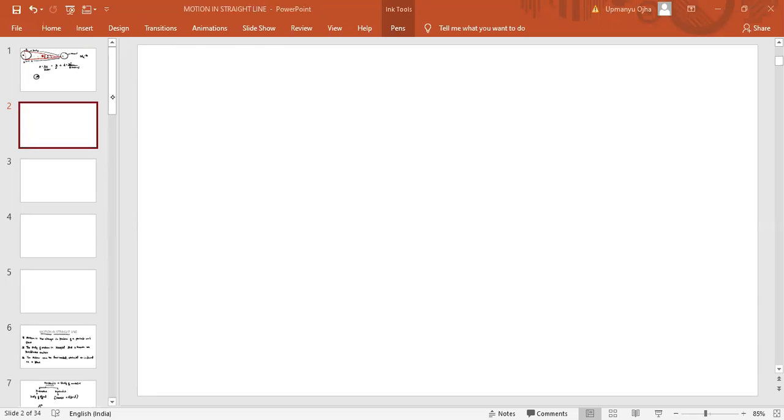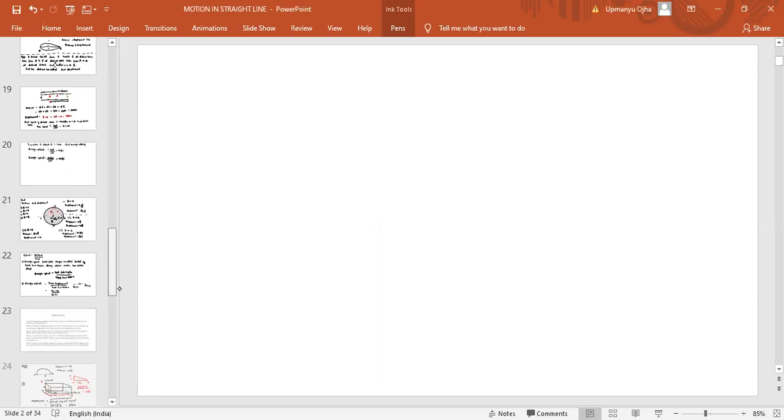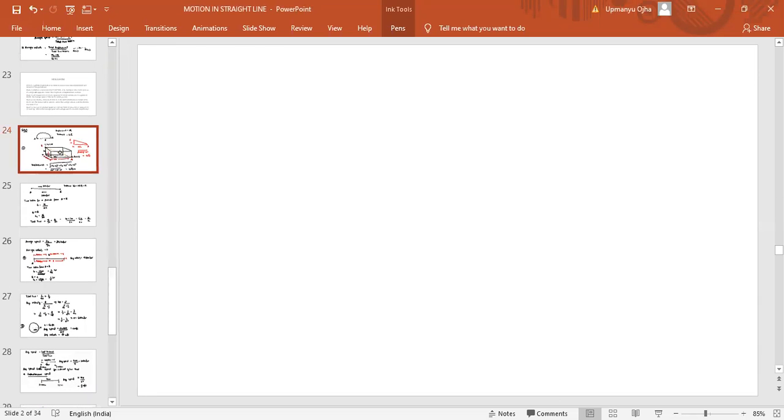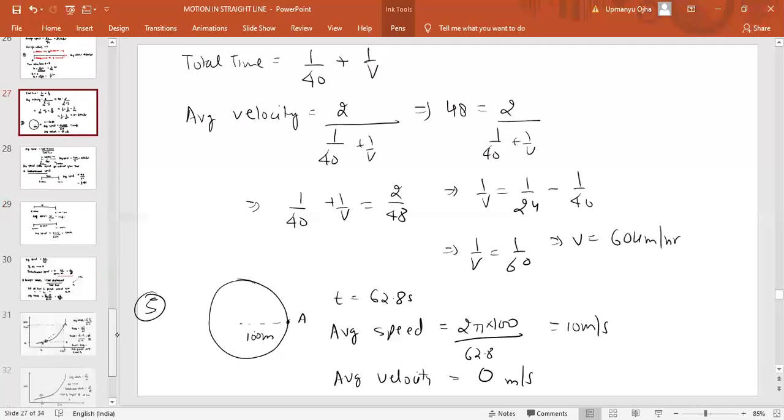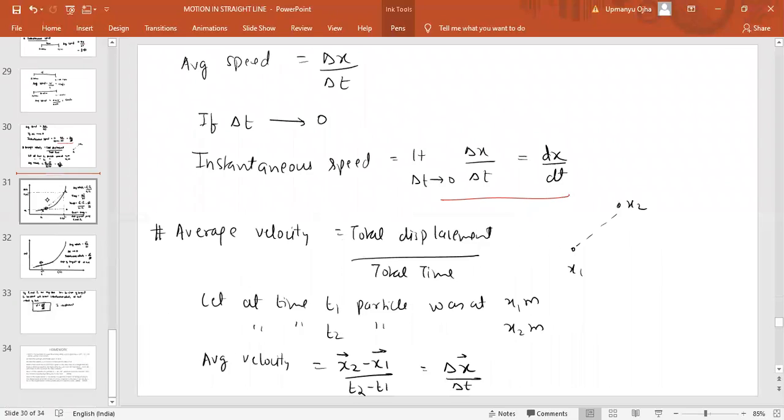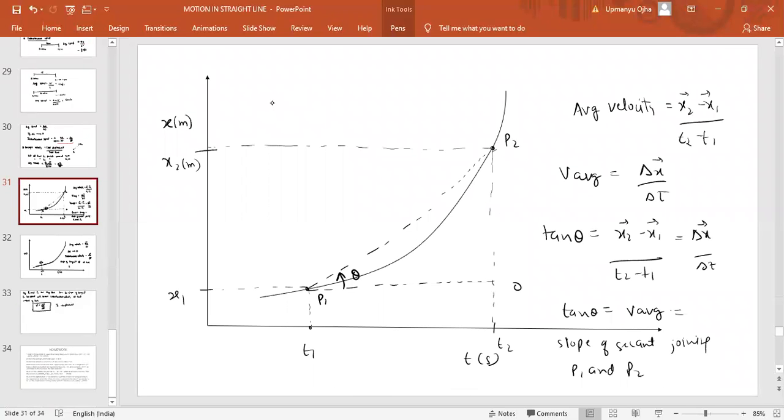27 slide. Wait, this one. Which problem? Today's graph. Okay. See, if you look at this graph, fine.